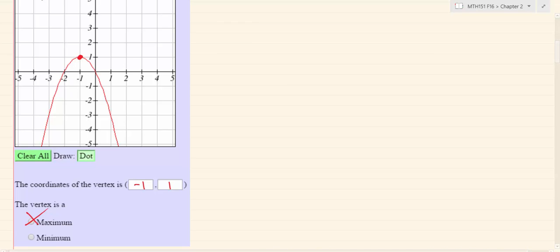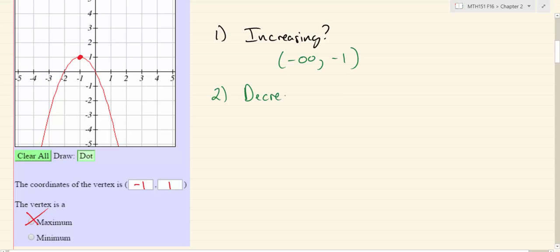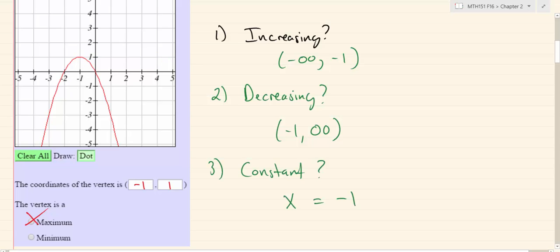A few other questions for you. Where is this function increasing? Negative infinity to negative 1. Where is it decreasing? Negative 1 to positive infinity. So from here out to here is where the graph is decreasing. Where's the graph constant? At the max. For a brief instant, this has a slope of 0 right here. So it's constant at that exact point, negative 1.